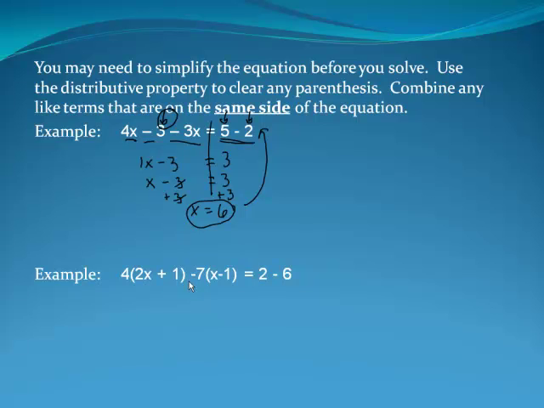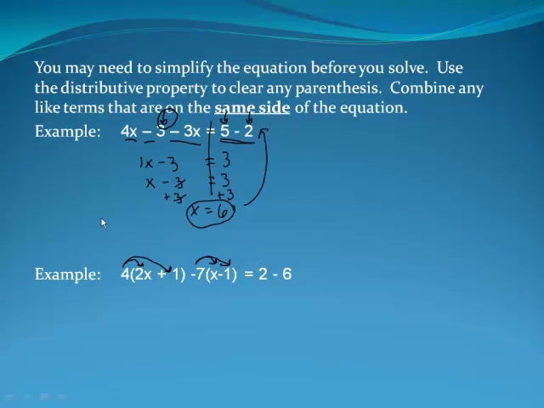So let's look at this problem. 4 times the quantity 2x plus 1 minus 7 times the quantity x minus 1 is equal to 2 minus 6. When you have grouping symbols here and you're trying to combine like terms and isolate a variable, you have to get rid of those groups. So in this case, we're going to use the distributive property to distribute both that 4 and that minus 7 throughout that group so we can remove those parentheses, and that's going to be our first step.